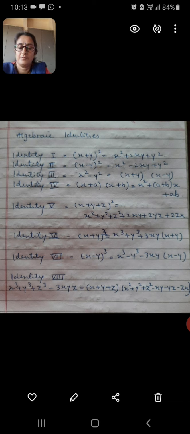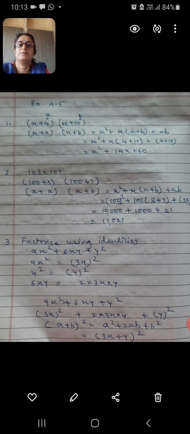And the last identity which we are going to learn, that is the eighth one, x cube plus y cube plus z cube minus 3xyz gives us x plus y plus z and x square plus y square plus z square minus xy minus yz and minus zx. Using all these identities, we are going to solve this exercise, that is 4.5. The first question we have taken is x plus 4 and x plus 10. You have to multiply these two.